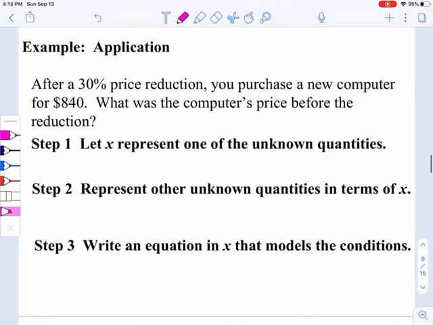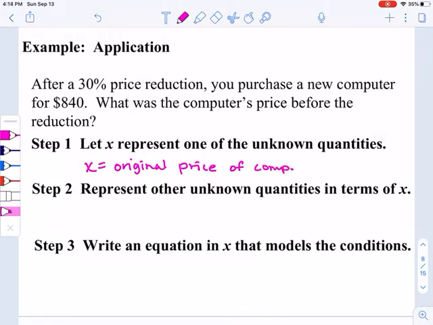All right, let's try another one. It says, after a 30% price reduction, you purchase a new computer for $840. What is the computer's price before the reduction? So let X represent one of the unknown quantities. Well, in this case, the unknown quantity, they want to know what is the computer's price before reduction. So X is going to be, how about we just call that the original price of the computer.